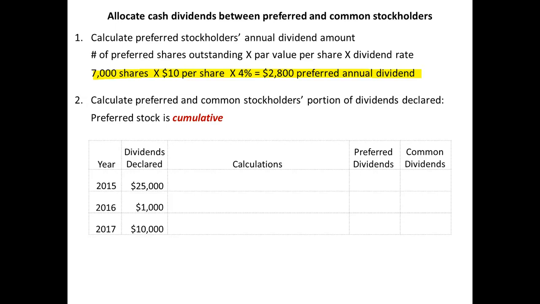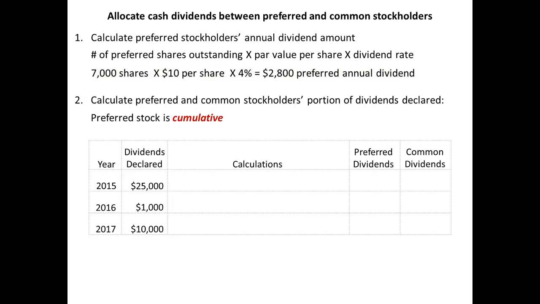We'll use the same table to organize our work, and we'll still assume that ABC's Board of Directors declared cash dividends of $25,000 in 2015, $1,000 in 2016, and $10,000 in 2017. And for each year, the amounts in the last two columns still must add up to the total dividend declared for the year. The only difference between this example and the previous ACLIT is that in this one, the preferred stock is cumulative.